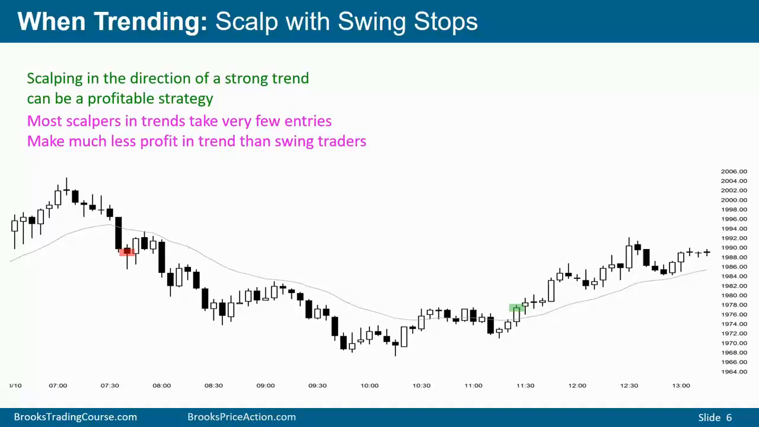One of the problems scalping in a strong trend is scalpers tend to take their profit and then take a break for a bar or two or three, and then they miss the next scalp. And they end up taking far fewer scalps than what you see on the screen. And they'll end up making far less money than a swing trader when the trends are strong like this.